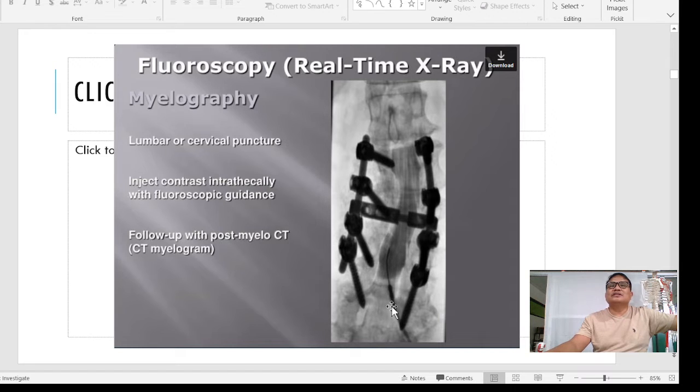So this is an example. No? The contrast is injected here. Intrathecal means this is in the spine, usually subdural, to produce the image. So this is to trace if there are parts of your spinal cord that are compressed, or a peripheral nerve that is compressed in the intervertebral foramen.